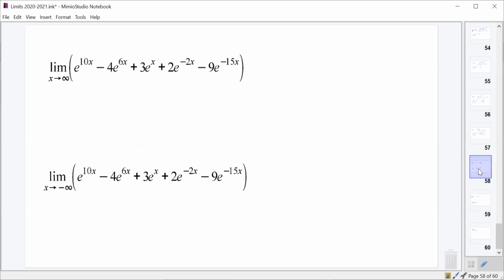All right. These ones look pretty easy, right? Just as easy as the ones we've been dealing with. What should we always do first? We should always just plug in that infinity value. What happens if I plug in infinity? e to the 10x is infinity, right? If x is infinity, minus an infinity, plus an infinity, and then the 2e to the negative 2x is plus 0, and then minus a 0. Everybody agree with that? Infinity minus infinity plus infinity, plus 0 minus 0. Yes, no, maybe?